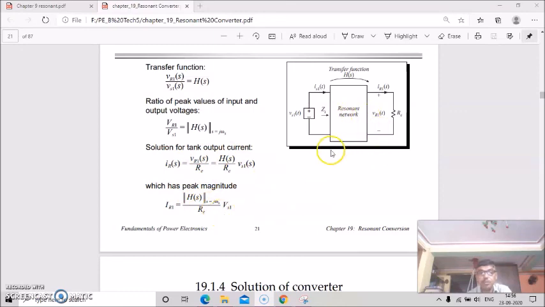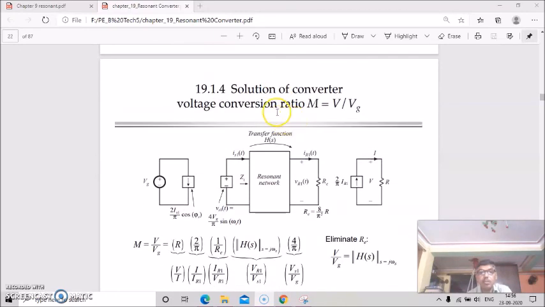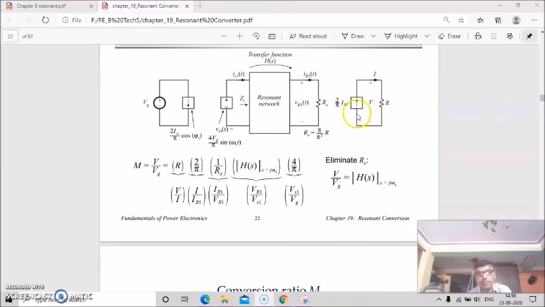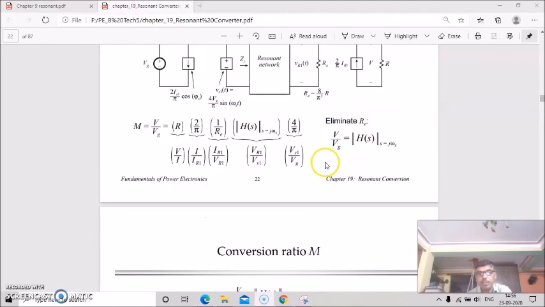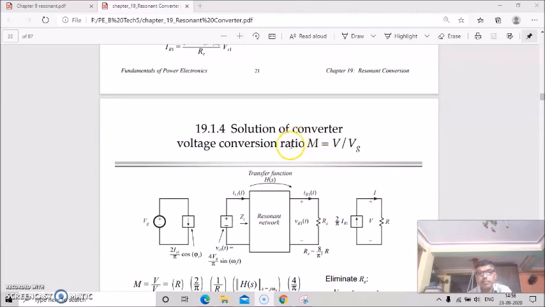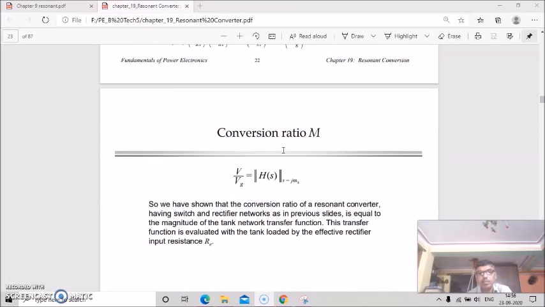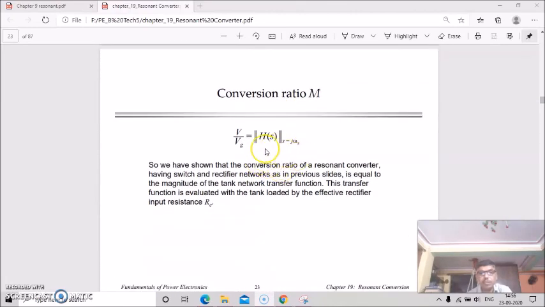So this is the solution for the converter voltage conversion ratio V/Vg. This is the model, and this is the conversion ratio M. So we have that the conversion ratio of a resonant converter having switch and rectifier networks is equal to the magnitude of the tank network transfer function. This transfer function is evaluated with the tank loaded by the effective input resistance.